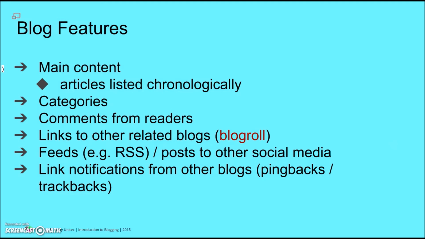So what are the features of a blog? Well, of course, the main thing is the content itself, the articles, usually listed chronologically, and these are put into various categories. To support Web2 interaction, blogs typically support comments from readers, links to other blogs, this is known as a blog roll, RSS feeds, posts to other social media, Facebook, Twitter, those kinds of things, and pingbacks or trackbacks, which are link notifications from other blogs, which give us a kind of Web2 interaction between different blogs.